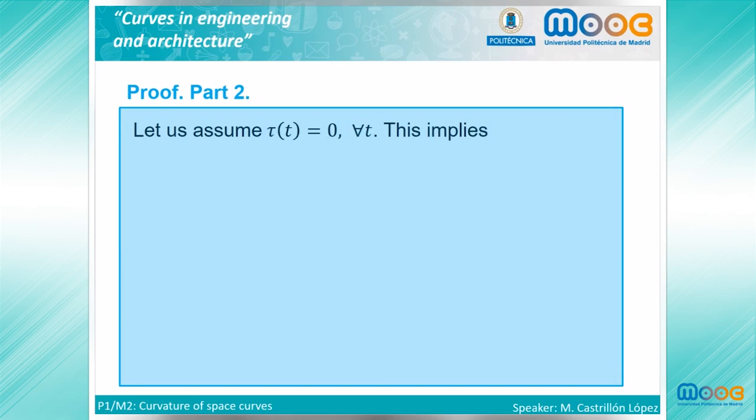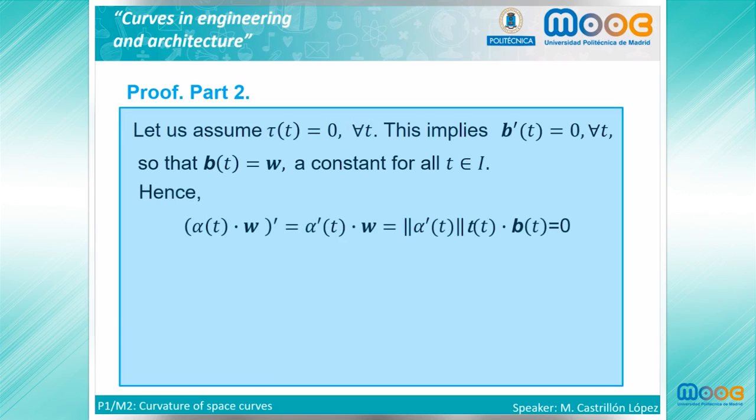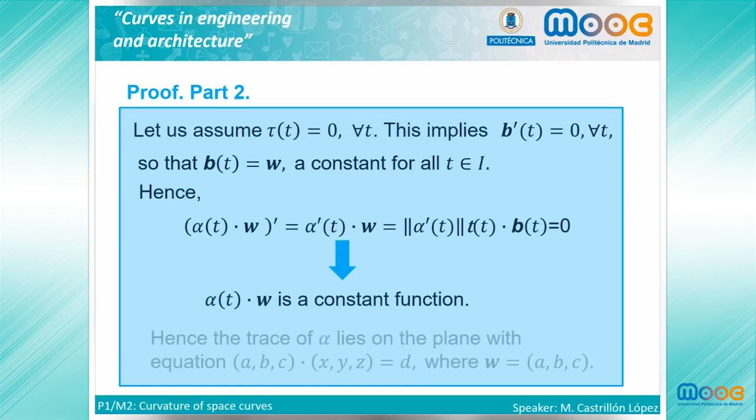Conversely, we now assume that the torsion vanishes identically. This implies that b' is 0, and therefore the binormal vector is a constant. We call W this constant. We compute the derivative of the inner product of the parametrization with this W. This derivative is 0, and then this inner product is constant. Hence, the trace of the curve is constrained to the plane, the inner product of W with (x, y, z) equal to a constant.